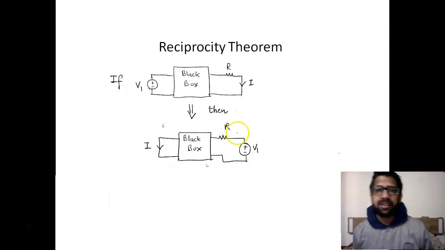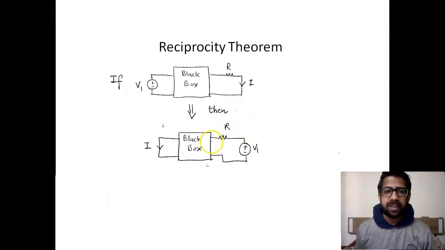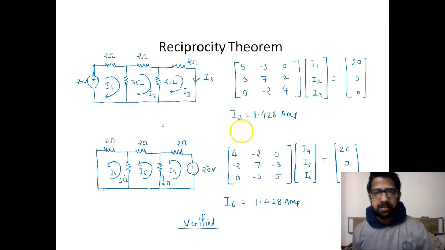Can we take a live example for this? Yes, of course. So this is the depiction of the reciprocity theorem that I was going to explain. This was the black box, and the black box is nothing but the network in between. So this is how we are going to do it. Let us see the example.